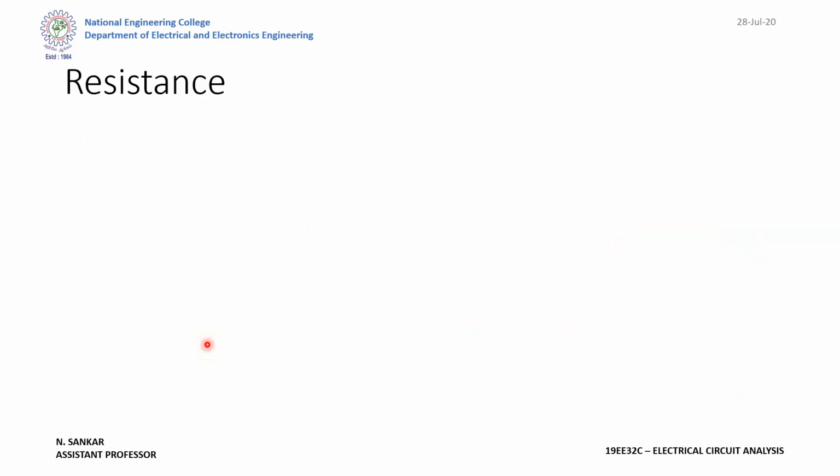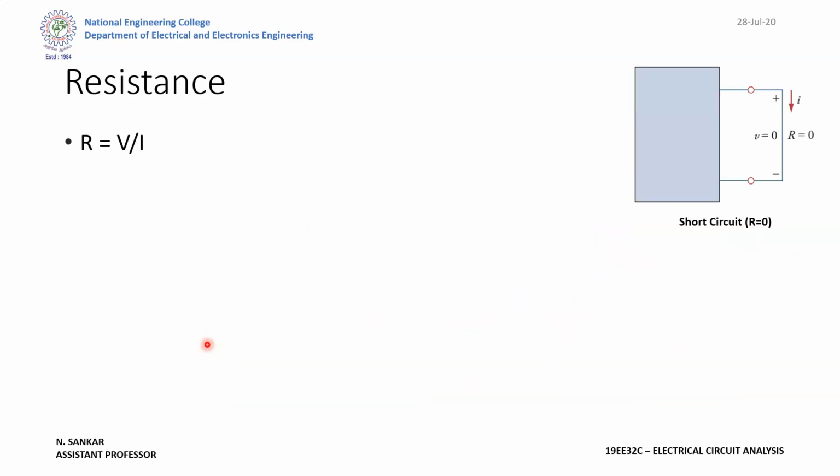Now we can take resistance equal to V by I. For a short circuit, which is nothing but connecting a plain wire between two points, there will be a flow of current. For a short circuit, the resistance is always equal to 0. If the resistance is 0, then automatically your voltage is equal to 0, because V is equal to IR, and if R is equal to 0, then V is equal to 0.